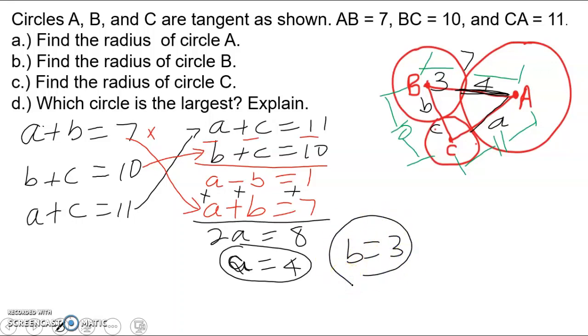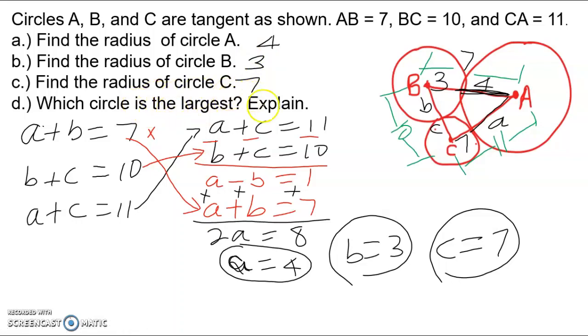And then we do the same thing here. A here is 4, and this is C. So 11 minus 4 is going to be 7. So C is 7. And now we have found all the radii. A is 4, B is 3, C is 7. Then they ask what's the largest. The largest is going to be C, because C has the longest radius. The one with the longest radius is the largest circle.